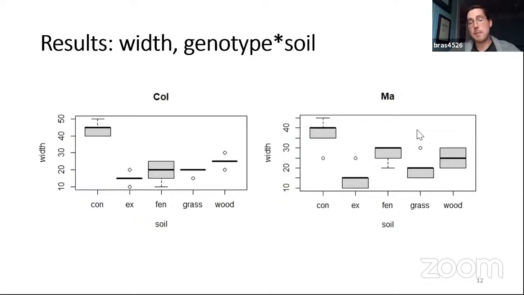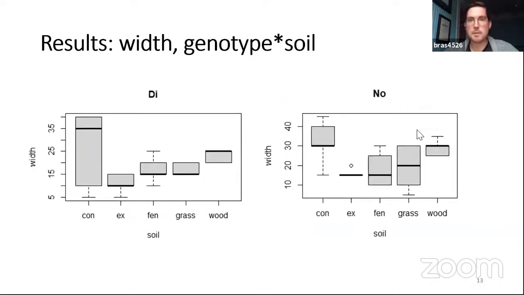But in the case of the MA genotype, we can see that the fen and the grassland, instead of being about equal as per the main trend, the MA did much better on the fen soil. So now we're starting to see that these genotypes express these individual patterns in terms of what soil inoculum they showed a better or worse fitness on.